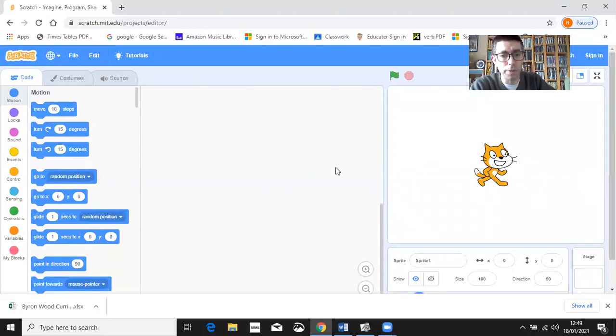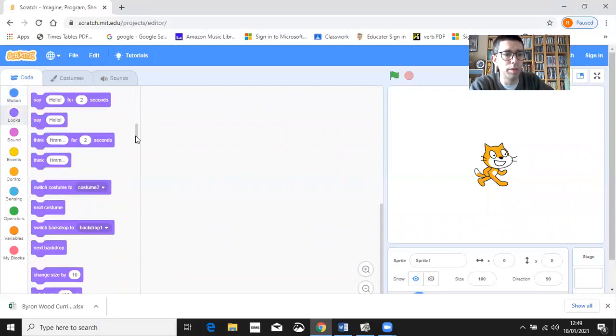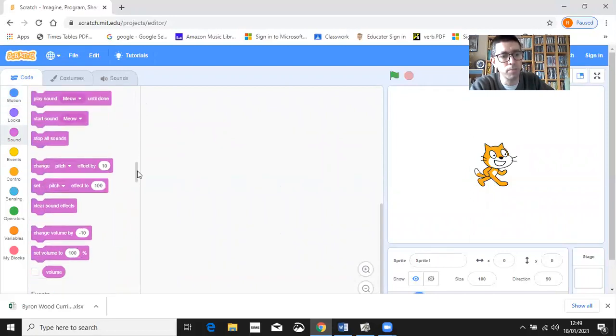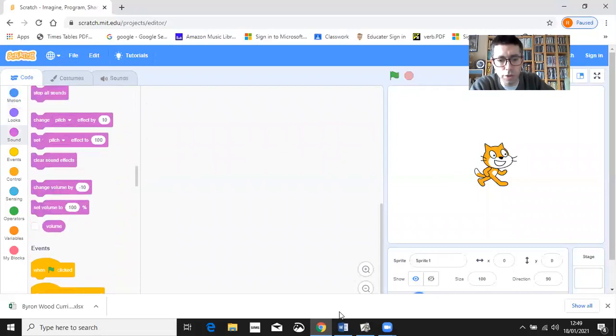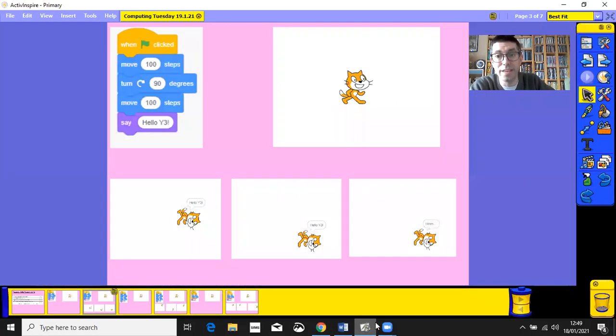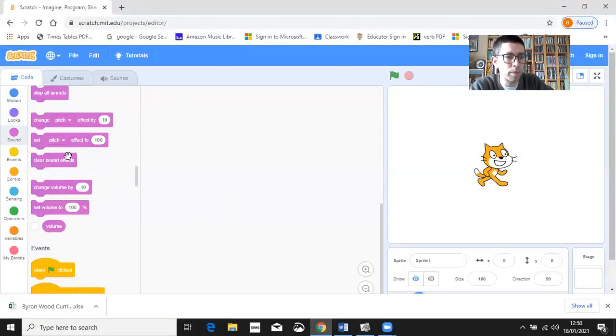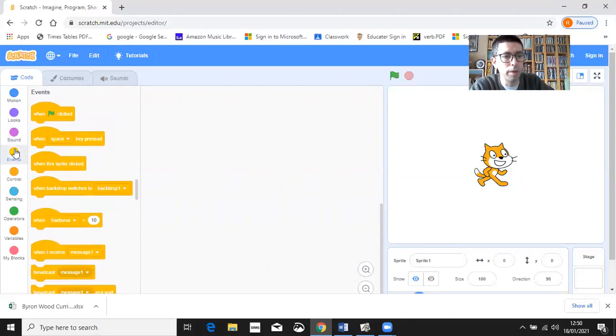So what we're going to do is I've got my cat, and over here you can see all of the instruction blocks. If I scroll down here, you'll see all of the different instruction blocks. What I want to do is recreate this algorithm, okay? So I've got when clicked, 100 steps, clockwise, 100 steps, hello Y3. The when clicked is a yellow one, so I can click here.